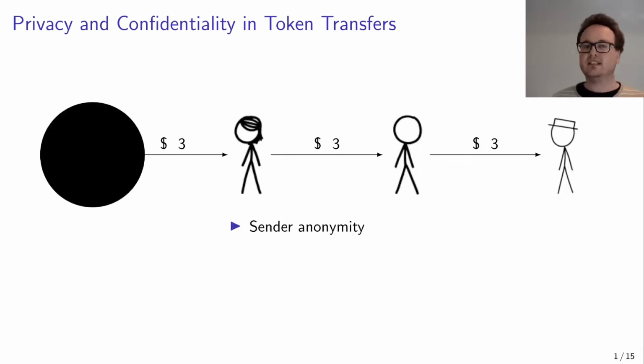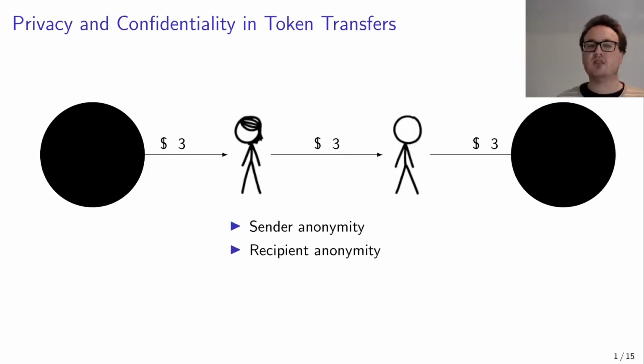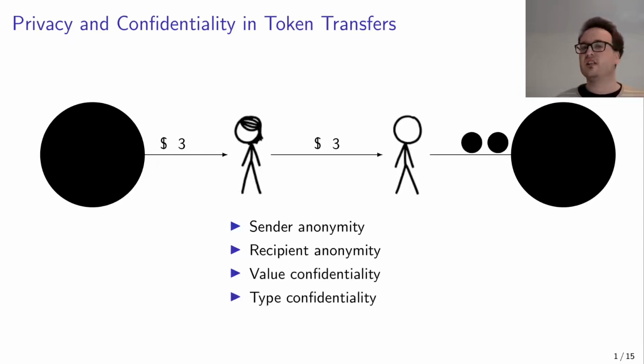So first we need sender anonymity. Megan should not figure out who sent her the $3. And in the same direction, we need receiver anonymity, so that you need to know your immediate recipient, but of course what they do with their tokens should be totally irrelevant to you. Then you need value confidentiality and type confidentiality for all transactions that you're not involved in.